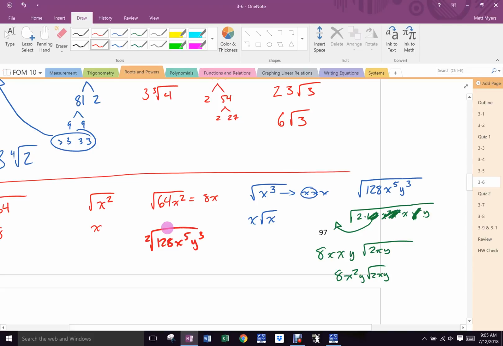Division. 5 divided by 2 is what? 2 with one remainder, right? So that means x squared comes out and an x, the one remainder, stays in there. What's 3 divided by 2? 1 with one remainder, right? So 1 y comes out and it left a remainder of y under there. And then we already know how to do the numbers, right? Everybody good? What if I changed this to cube root?